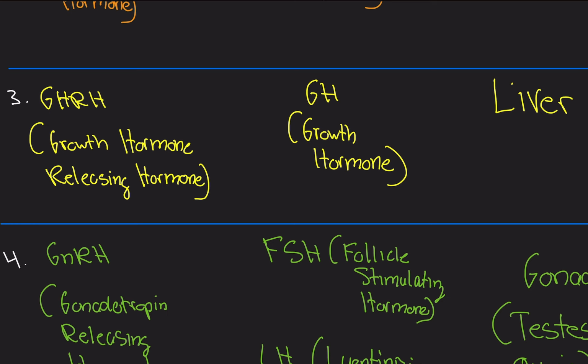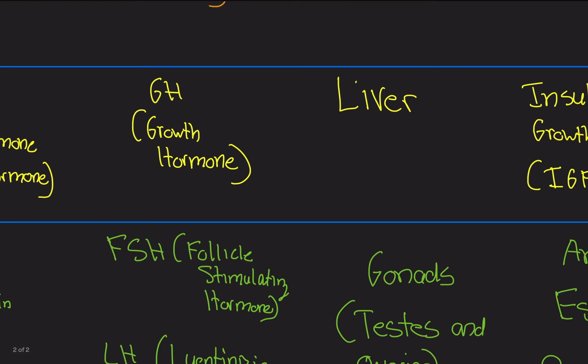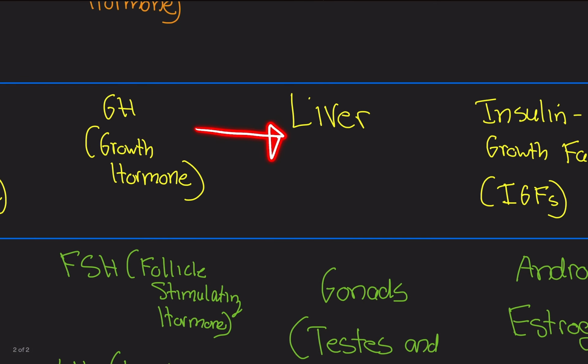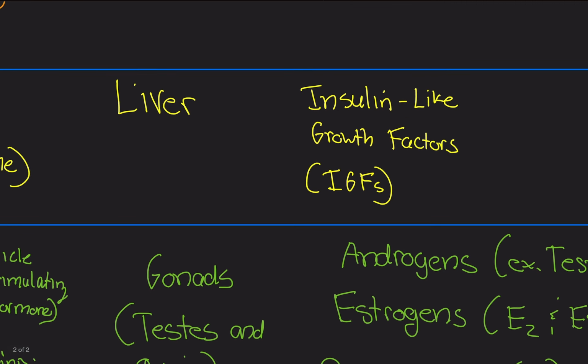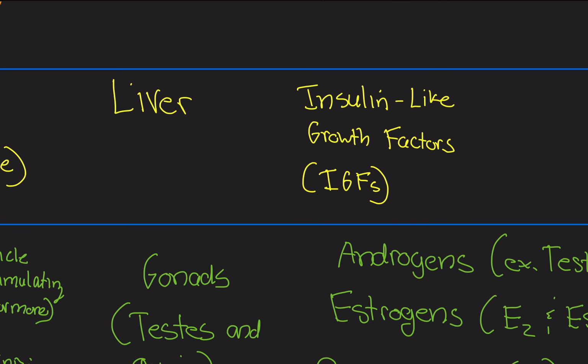The next pathway, the next hormone we're going to go over, is GHRH, also known as growth hormone releasing hormone. Yes, it has hormone both times. It's kind of weird. GHRH is going to go down into the anterior pituitary, just like the other ones, and the anterior pituitary is going to make growth hormone in response to getting GHRH. This growth hormone is going to go to the liver, and in response, the liver is going to make insulin-like growth factors, or IGFs. This is the actual name, insulin-like growth factors.